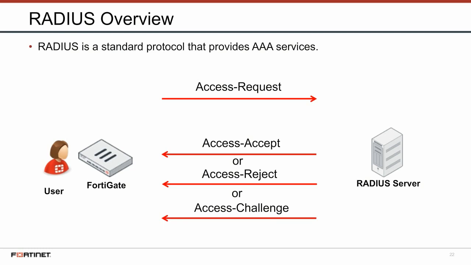access-reject, which means that the credentials are wrong, access-challenge, which means that the server is requesting a secondary password, ID, token, or certificate. This is typically the reply from the server when using two-factor authentication. Not all Radius clients support the Radius challenge method.